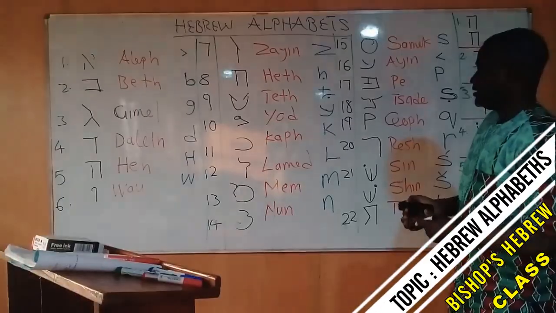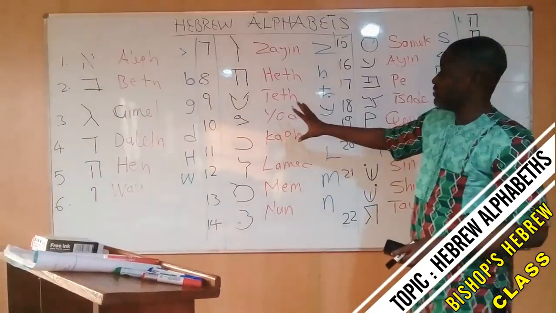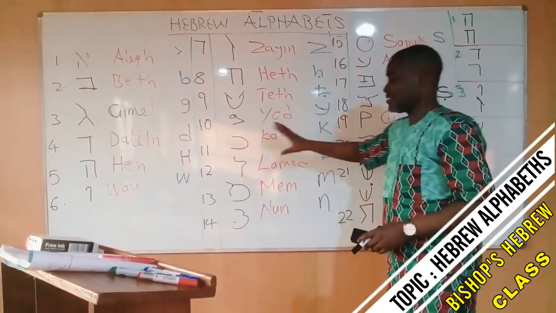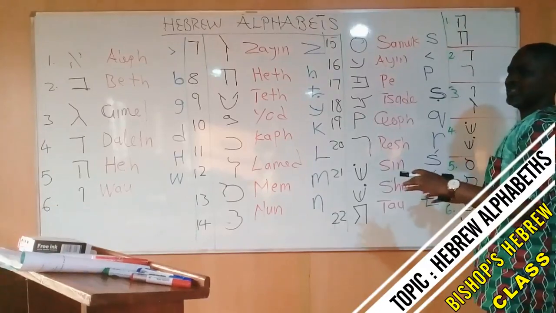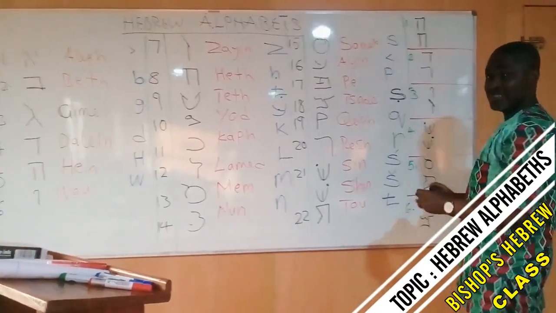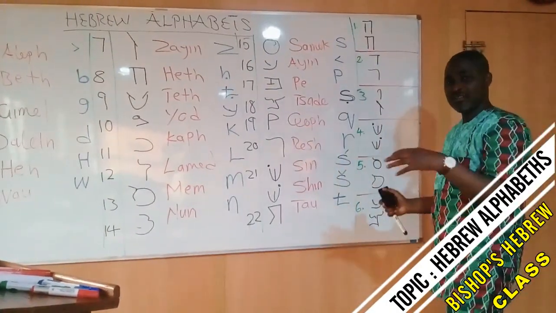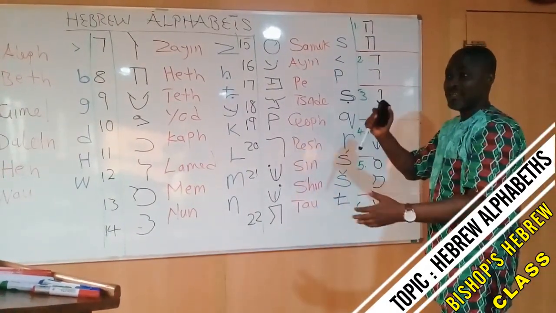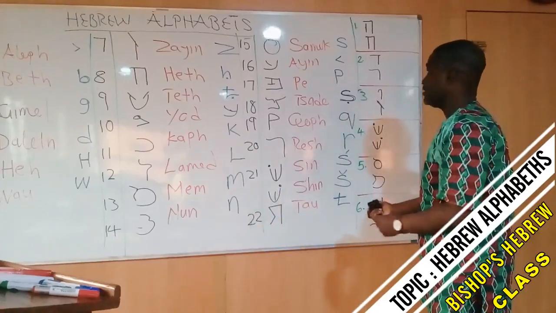Shin, Tau. And now that we are able to learn the Hebrew alphabet, we want to look at some of the letters that are very similar. Let me give you some explanation of them so that you don't mix them together as you try to identify the difference from one letter to the other.